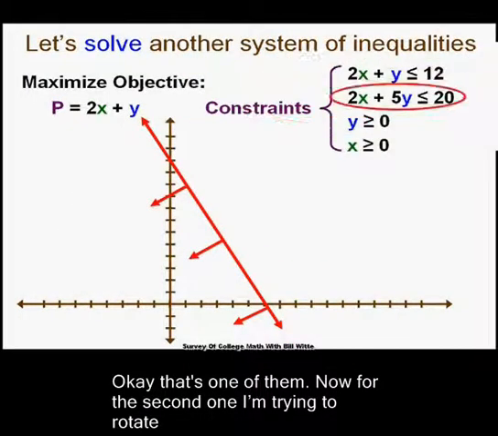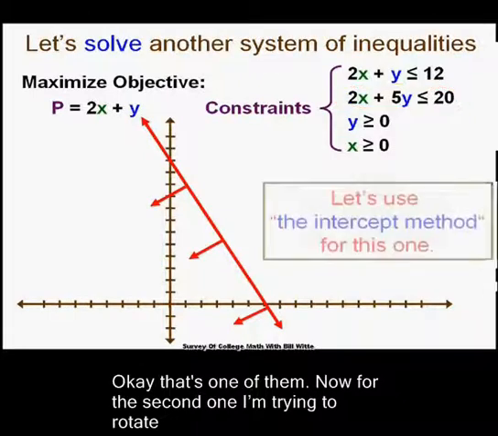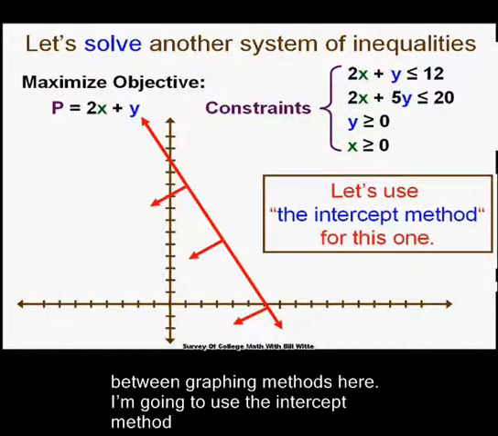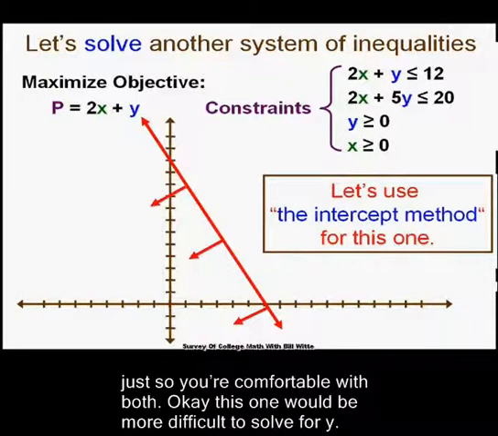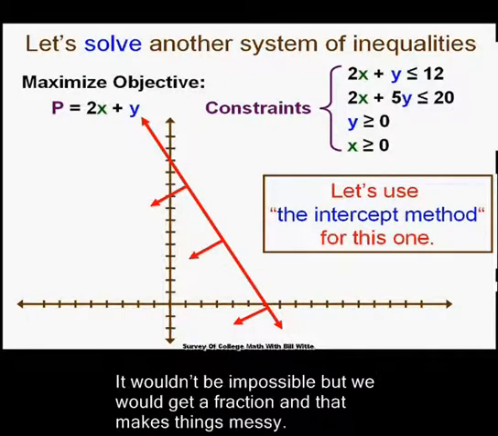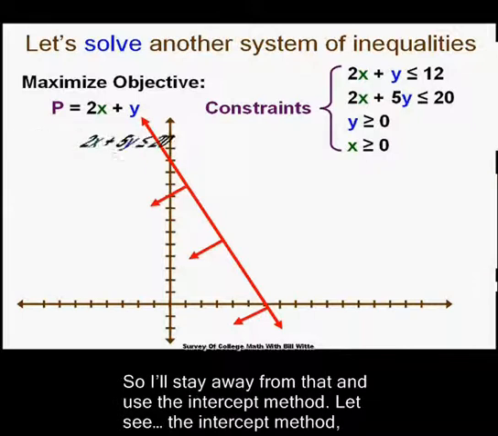Now the second one. I'm trying to rotate between graphing methods here. I'm going to use the intercept method just so you're comfortable with both. And this one, it would likely be more difficult to solve for y. It wouldn't be impossible, but you'd get a fraction. So I'm going to stay away from that and use the intercept method.